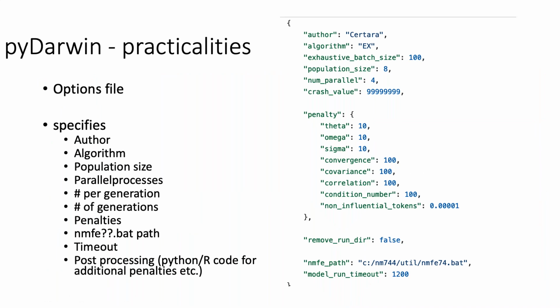So showing the options file in a little more detail here. You specify the author. In this case, the algorithm is specified as the exhaustive search. Batch size. Here are the penalties for the fitness function calculated. The path for NONMEM, and this is also where you would add the path for any additional penalties. Let's say you wanted to evaluate the prediction of maximum concentration and include a penalty for not predicting that well. You could do that here. So that's some post-processing elements.